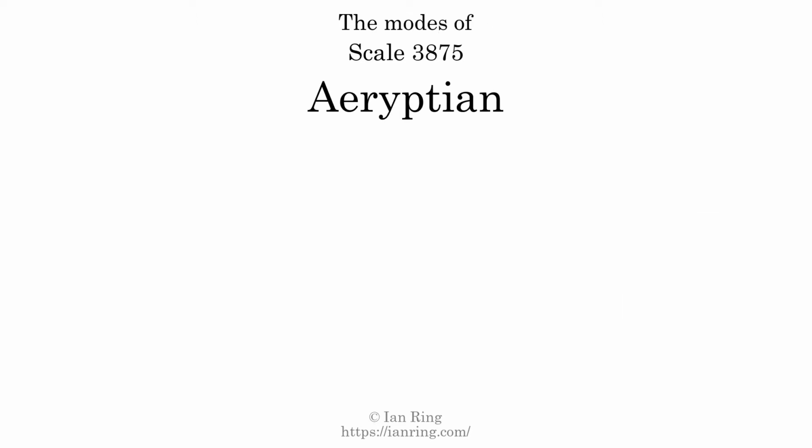This scale has 7 modes. The first mode is itself. The second mode is scale 3985, also known as Thadian. It sounds like this.